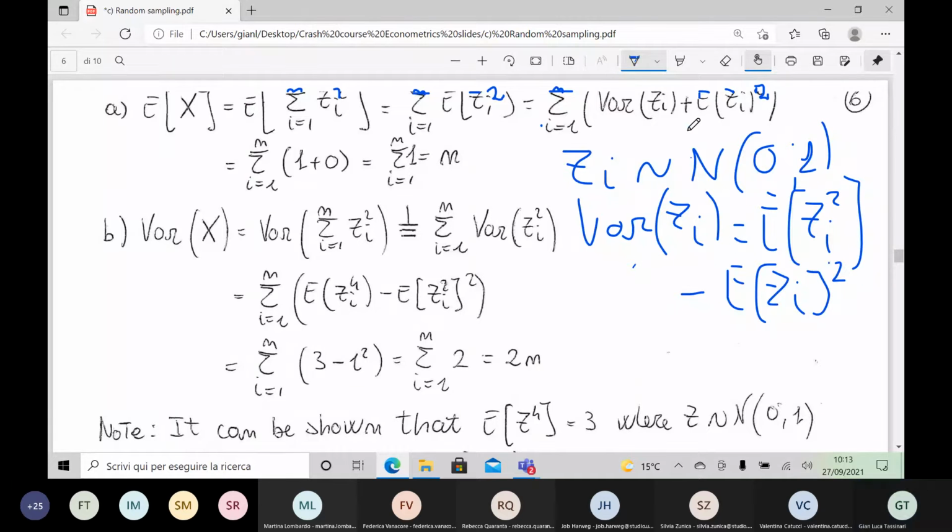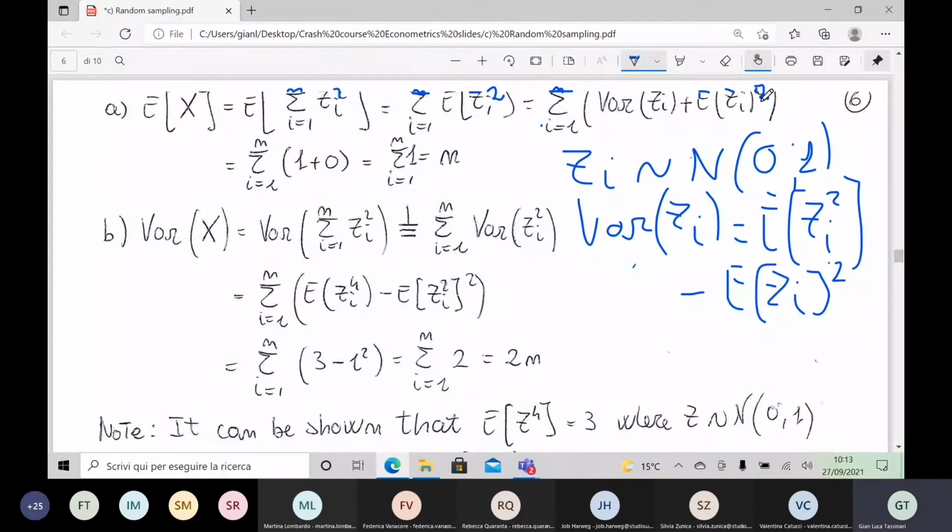Now, which is the variance of theta i, guys? Theta i is a standard normal random variable, so the variance is equal to 1. So I insert here 1. Which is the expectation of theta i? Theta i are normal random variables, so the expectation of the generic theta i is 0. 0 squared is 0.